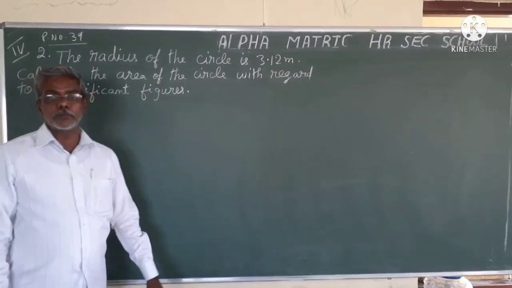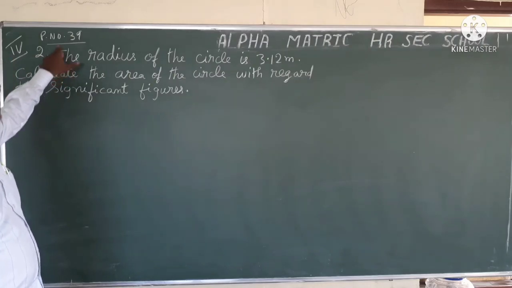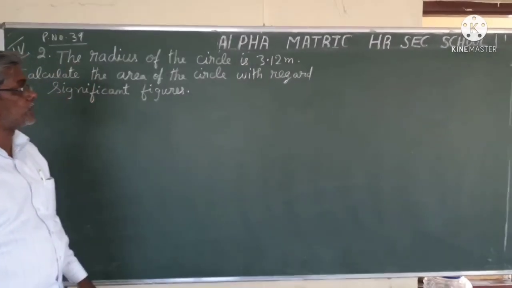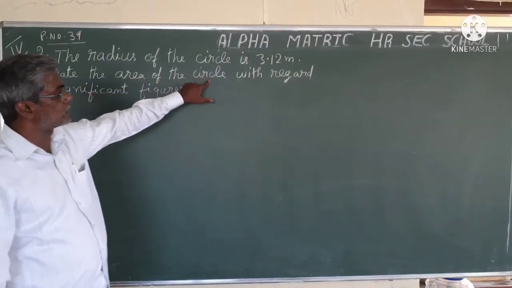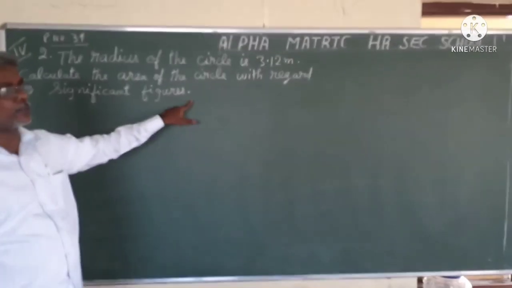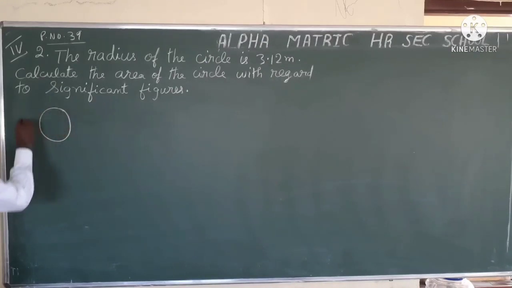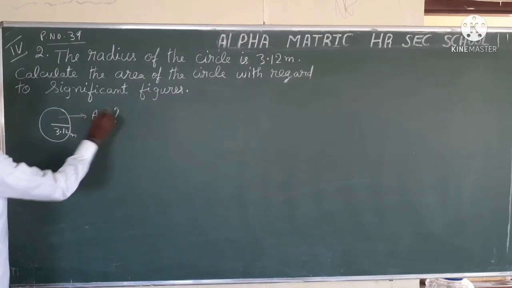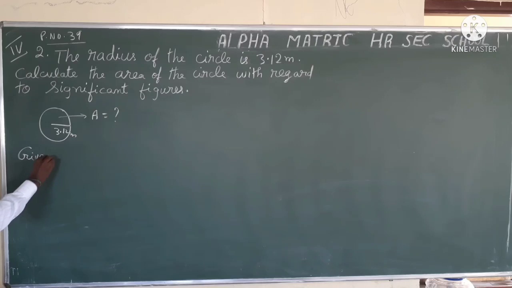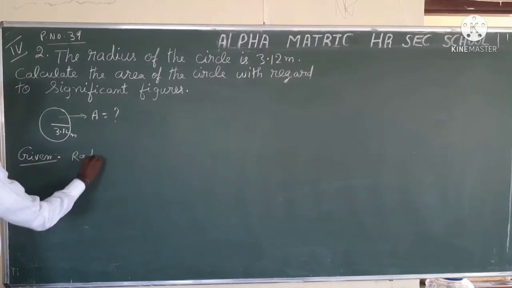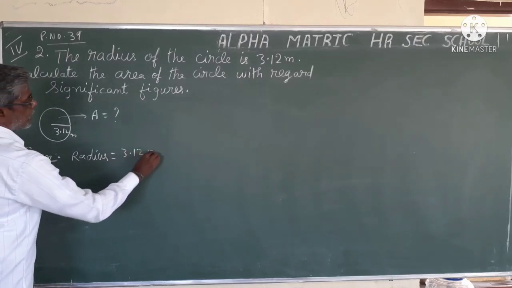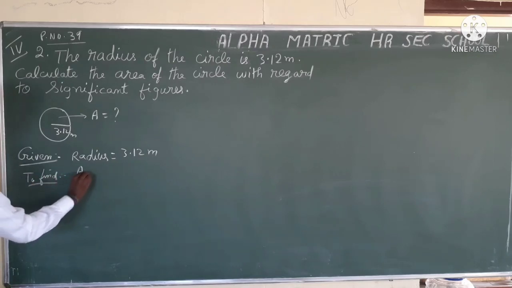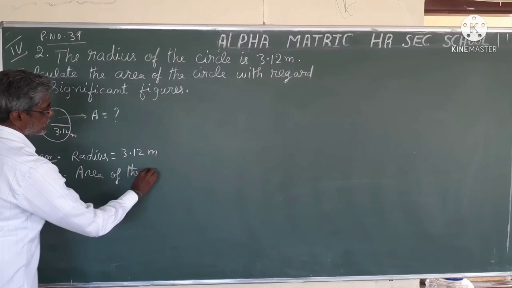So now we will see the numerical problem. It is problem number 4, question number 2, in page number 39. The radius of the circle is 3.12 centimeter. Calculate the area of the circle with regard to significant figures. So now this is the circle. Radius is 3.12 meter and they ask to find out the area. So what is given? Radius. How much? 3.12 meter. What do they ask to find? Area of the circle.